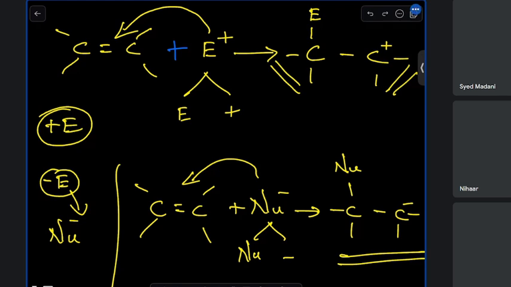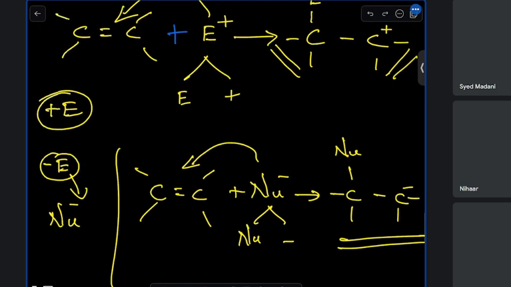The plus comes off, the E comes off. The E comes and sits on the first carbon. The plus goes and sits on the second carbon. Same way, the nucleophile splits up: Nu one side, minus one side. Nu will go and sit on the first carbon. Minus will go and sit on the second carbon. That's exactly how it works. Any doubt on this effect? No? Cool. Out of 4, 2 done.